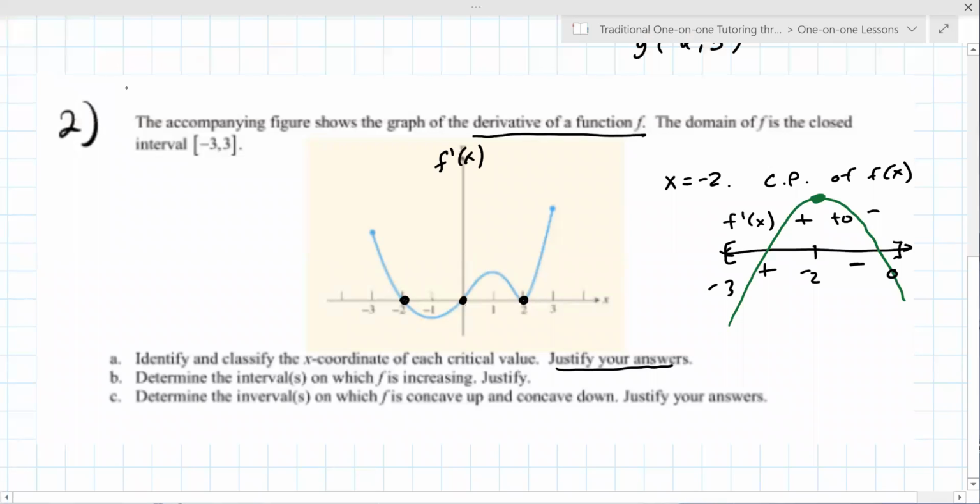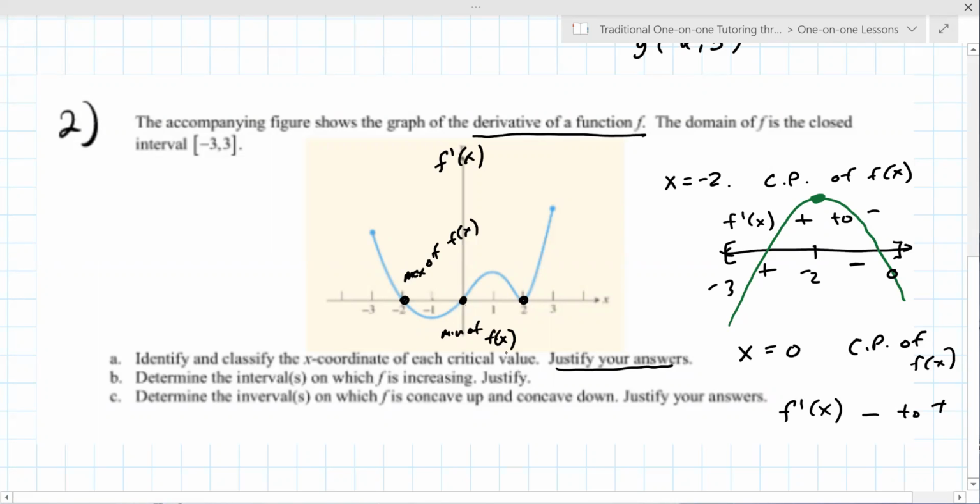So similarly, at x equals 0, that's a critical point of f of x, and it's because the derivative goes from negative to positive. And so I should be labeling these. This is a max of f of x, and this is a min of f of x, because it's going to come kind of down like a U.